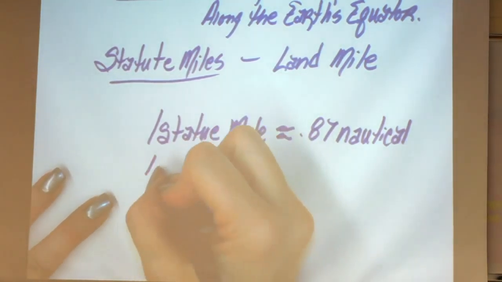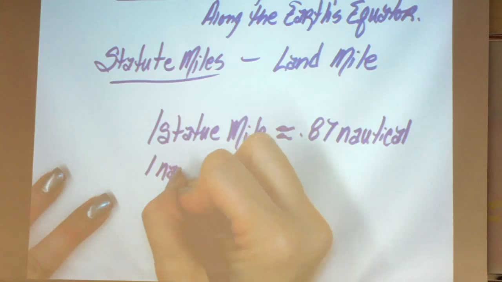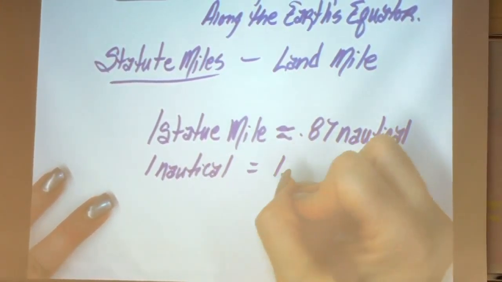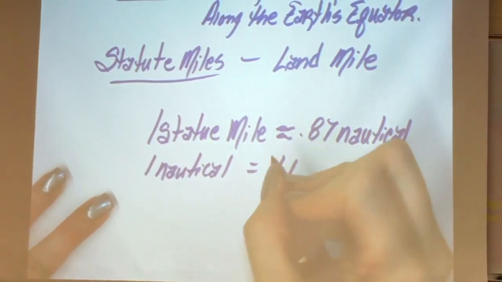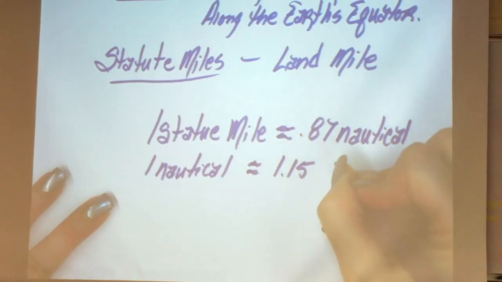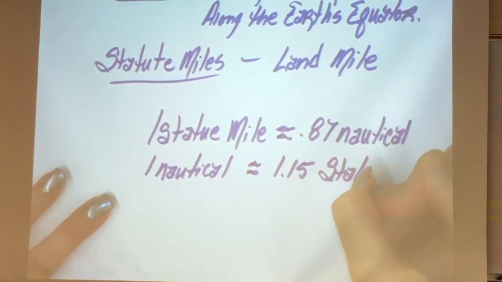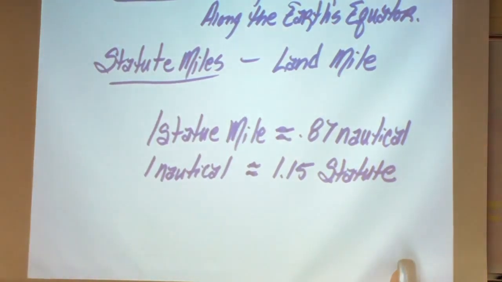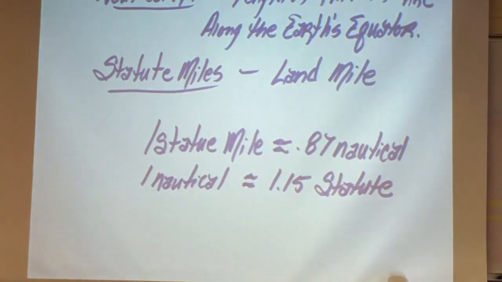Okay, and if we go the other way, we know that 1 nautical mile is approximately equal to 1.15 statute miles. Okay, that's the last of the examples from section 4.1.